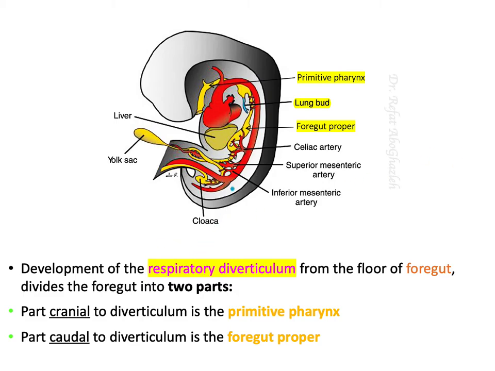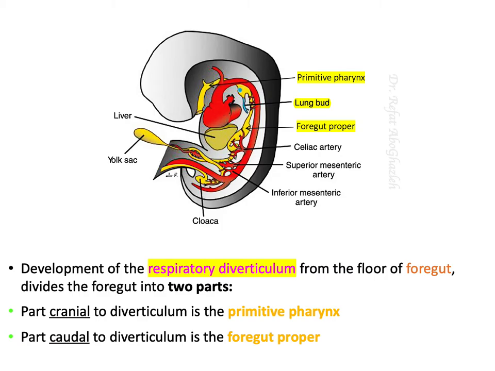Now, let us start with the foregut, right? This is the foregut you see, until you reach the stomach, liver, and second part of the duodenum.